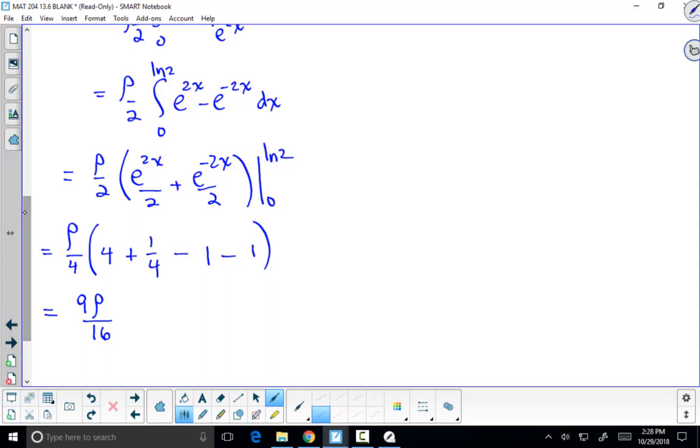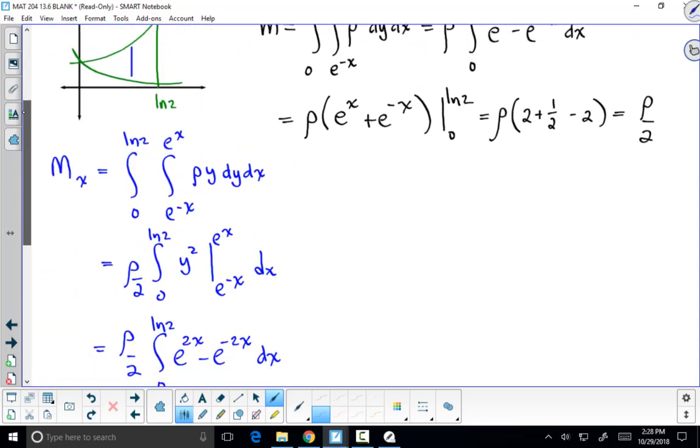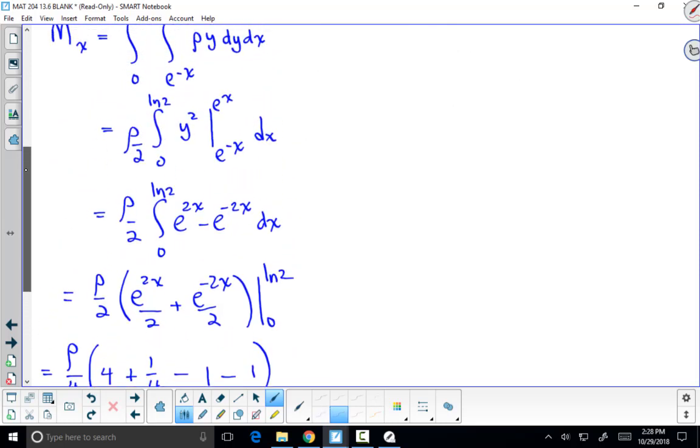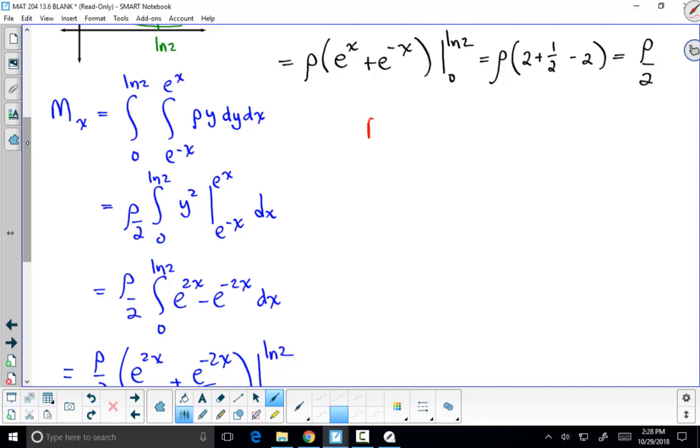So let's find the moment about the other axis, about the y-axis. Come back up here. Moment about the y-axis. So the only difference here is that we're talking about the distance to the y-axis instead of the distance to the x-axis, which means that we use an x instead of a y. So we get that. That'll be the moment about the y-axis.